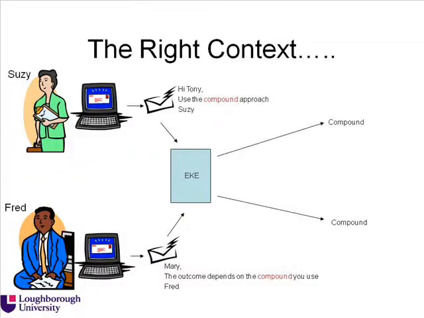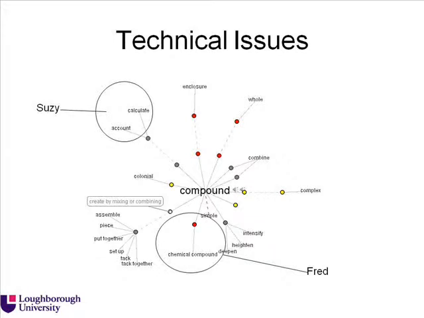Here we have Susie and Mary. The outcome depends on the compound you use, Fred. So the system actually pulls out the word compound. Susie's talking about an account, if you look on the next slide, accounts, and Fred is talking about chemical compounds. So it's hard to try and determine which area these people are actually working in.